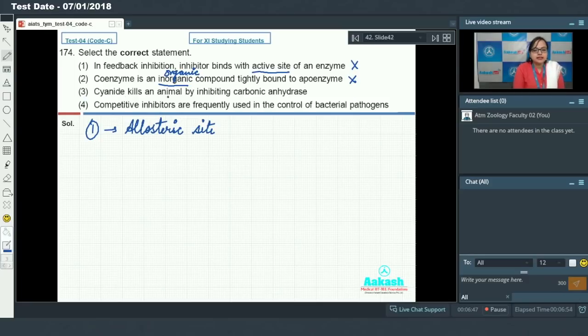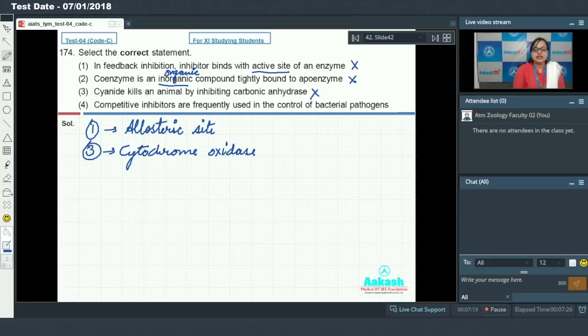Option 3. Cyanide kills an animal by inhibiting carbonic anhydrase. This is also incorrect because cyanide kills an animal by inhibiting cytochrome oxidase. Cyanide is a non-competitive inhibitor of enzyme cytochrome oxidase, which is an important enzyme of the respiratory electron transport chain. So statement 3 is incorrect.